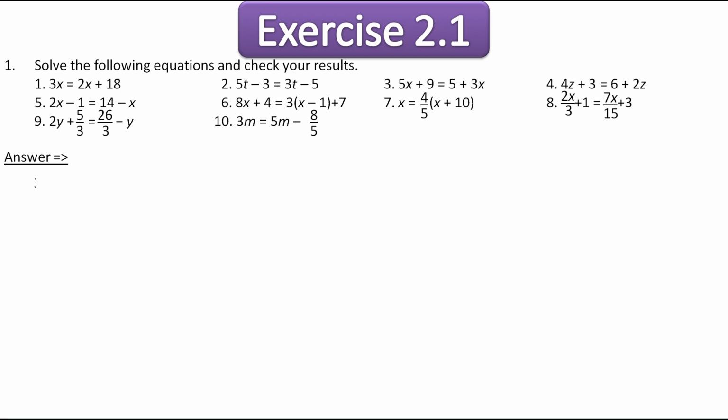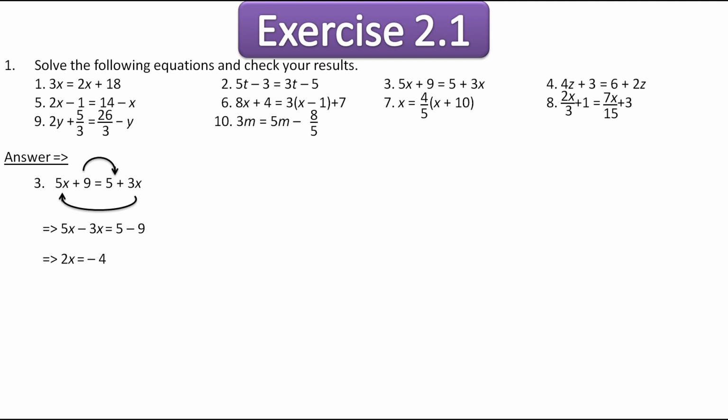So third one we have 5x plus 9 is equal to 5 plus 3x. Okay, so 5x and 3x are the terms with variables. So let's take them in the left hand side. So 3x will stand in the left hand side by changing its sign. So it will become 5x minus 3x. Now we have to shift 9 to the right hand side. So it will become 5 minus 9. Okay, now 5x minus 3x is 2x, which is equal to 5 minus 9 is minus 4.